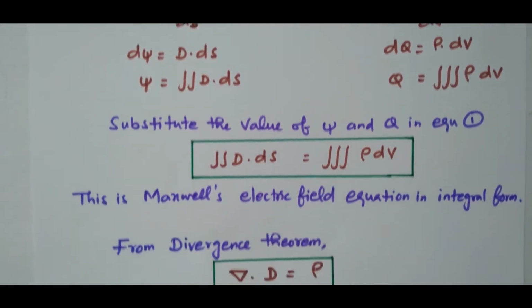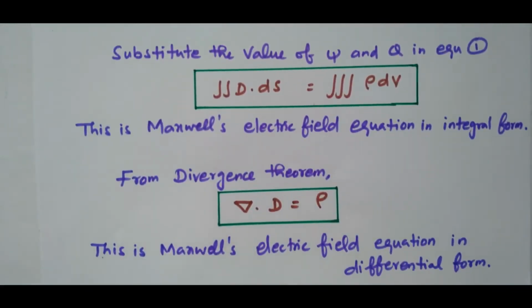The same thing from the divergence theorem can be written as del dot D equal to rho. Referring to the previous equation, from the divergence theorem we can write like this. So this is nothing but Maxwell's third equation for electric field in differential form. This one is integral form, this one is differential form.